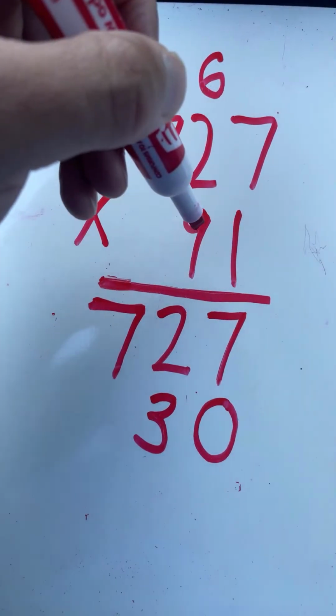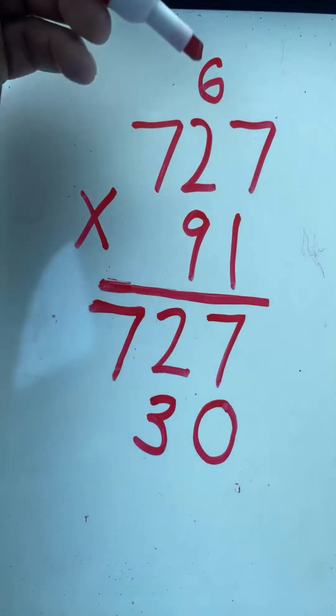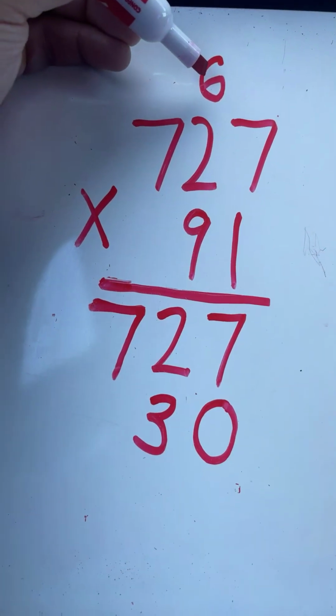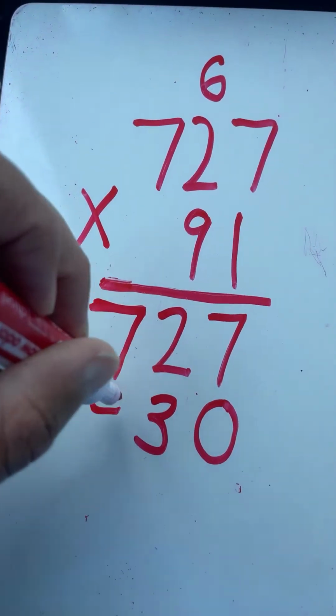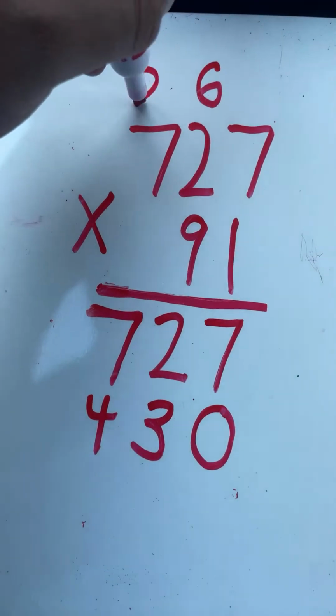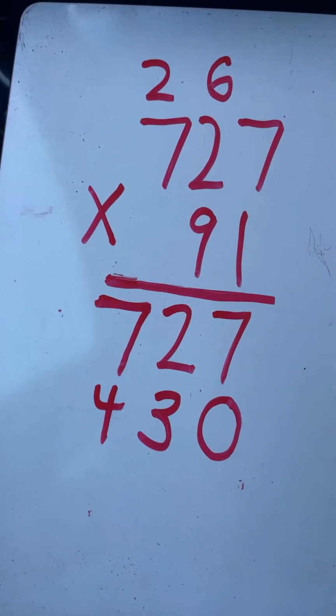2 times 9 equals 18. We have to add the 6 that we carried over. 18 plus 6 equals 24. So the 4 in 24 goes in the hundreds place. The 2 in 24 gets carried over to the thousands place.